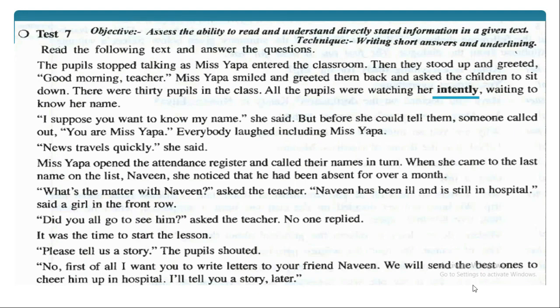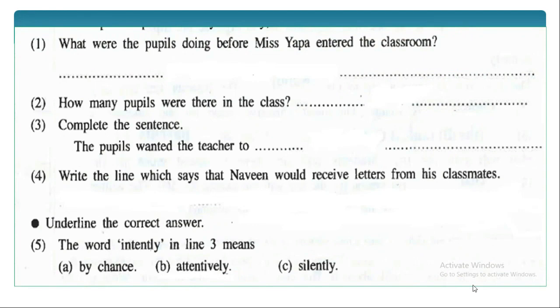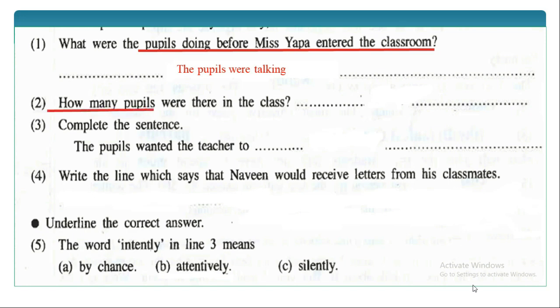Now you have to answer the questions. Let's look at the questions. First one, what were the pupils doing before Miss Yapa entered the classroom? Here they are asking about the action. The answer is the pupils were talking. Next one, how many pupils were there in the class? Here they are asking the number. It is directly mentioned in the text.